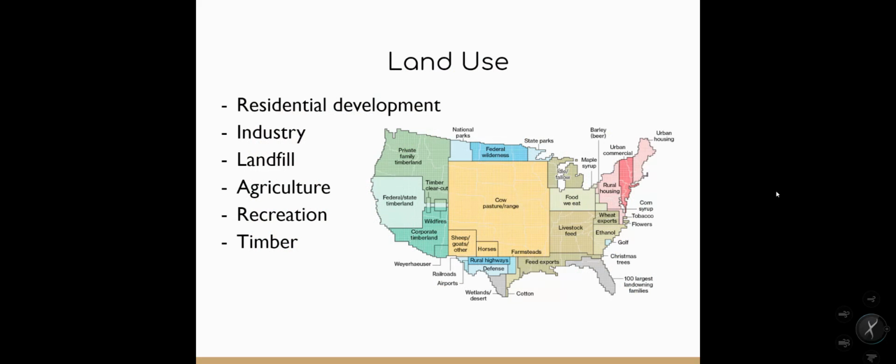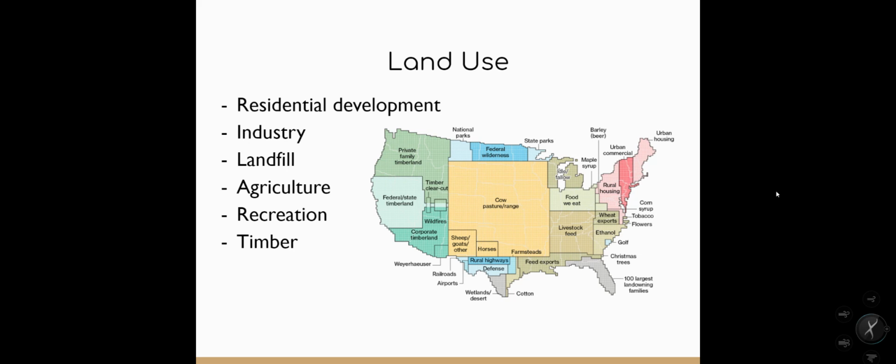So, first, let's just talk about land use because this whole chapter is talking about public and private land. Let's start with going over how we in the United States use our land. This list is the major six ways that we use land here in the United States: residential development, industry, landfills, agriculture, recreation, and timber.